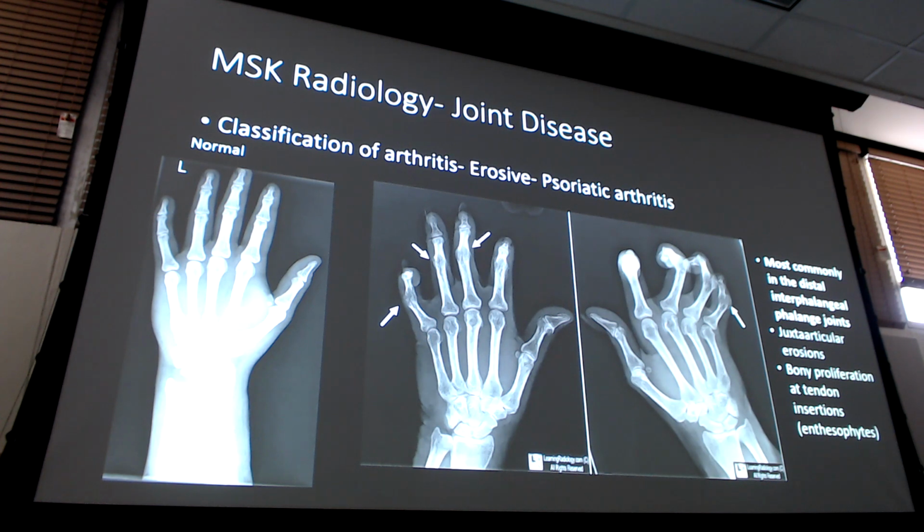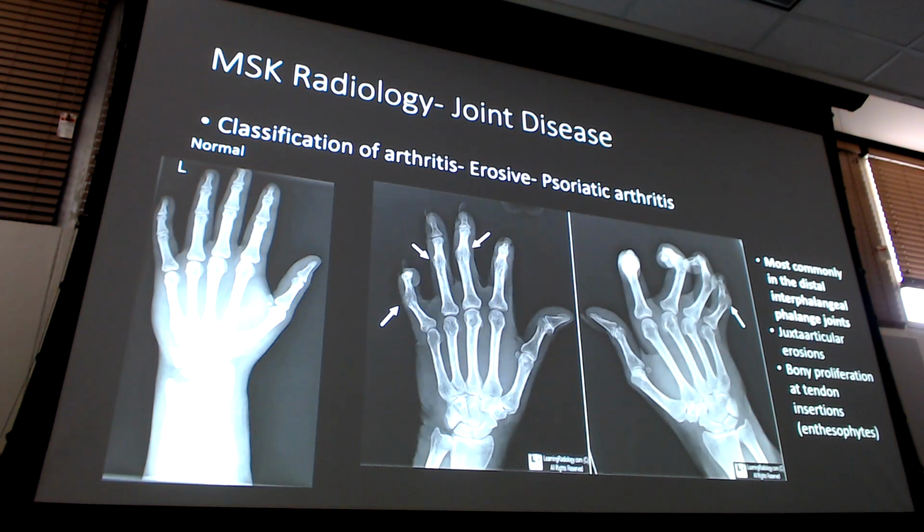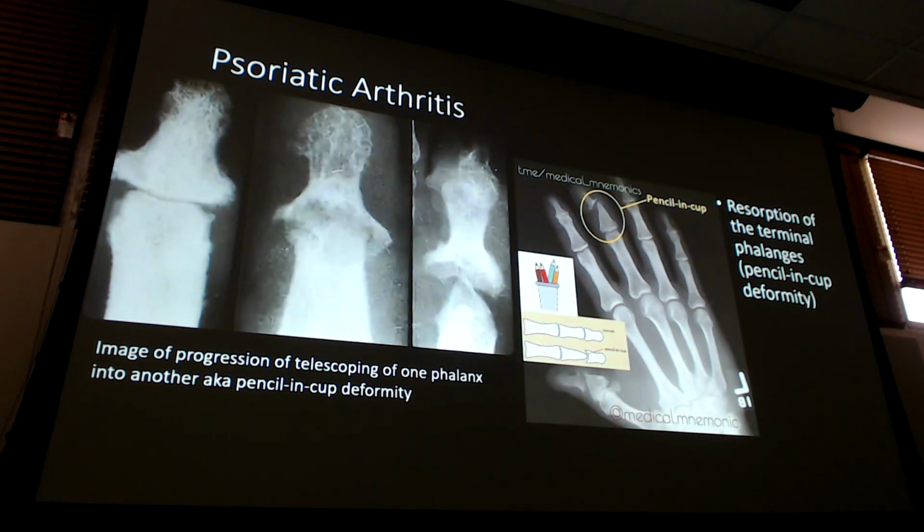So, some of these, I like this one better. This one kind of talks about it because it shows the bony proliferation where the tendons insert. It's talking about where the tendons are going, and that's what's causing that. For me, this is your picture. This is your psoriatic arthritis. Right here. It looks like a pencil sitting in a cup.